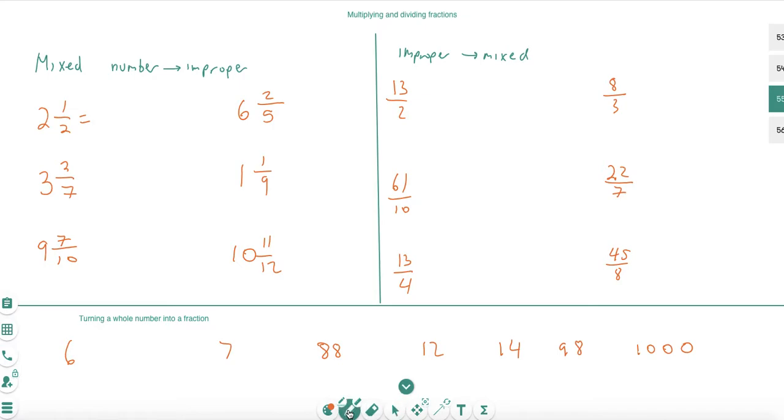Right, guys, multiplying and dividing fractions. A rather procedural topic, so it's something that you can really learn on your own. Before we start multiplying and dividing fractions, you have to have some baseline knowledge.